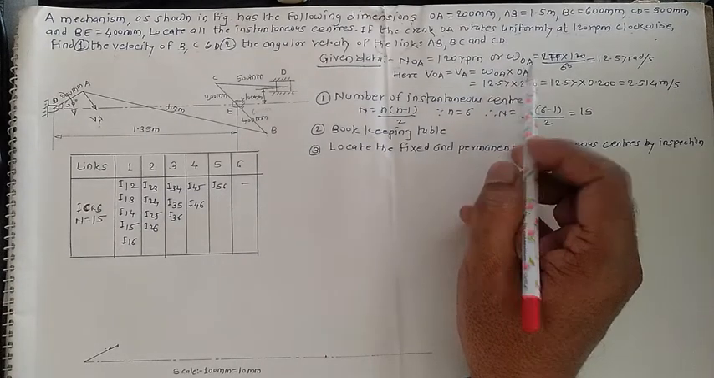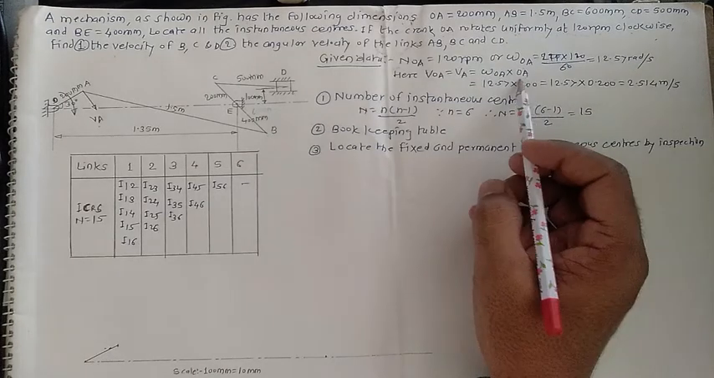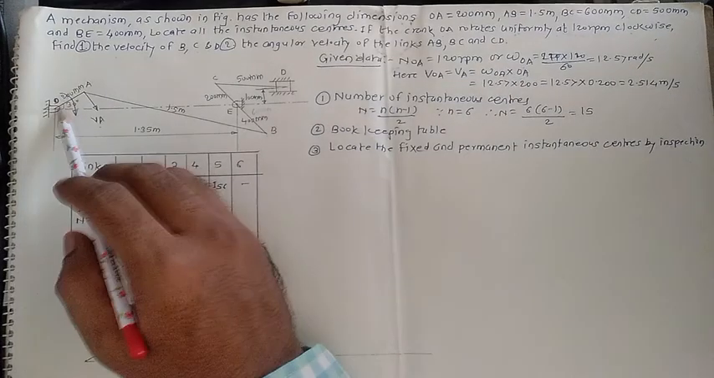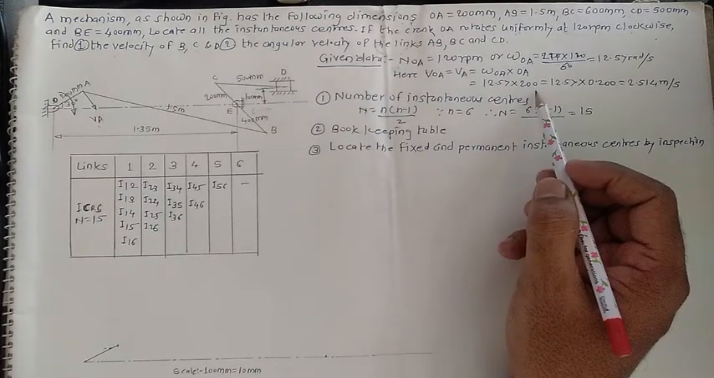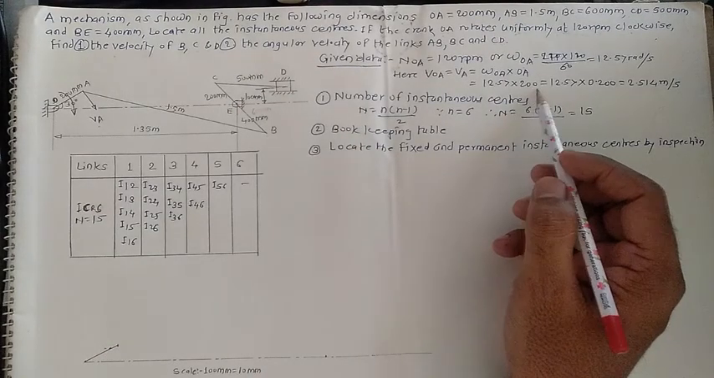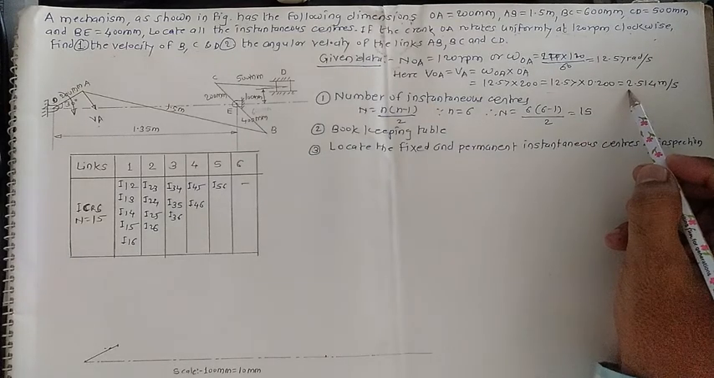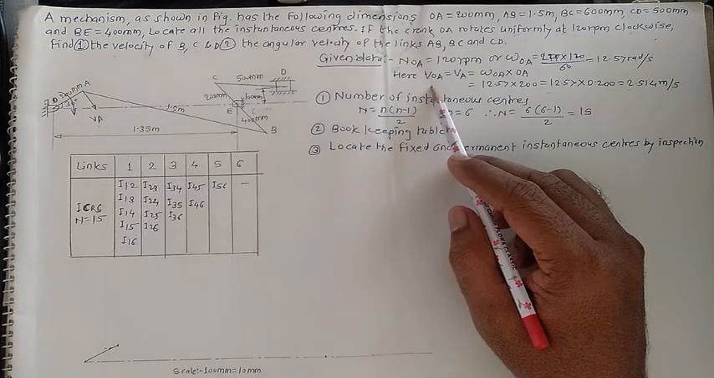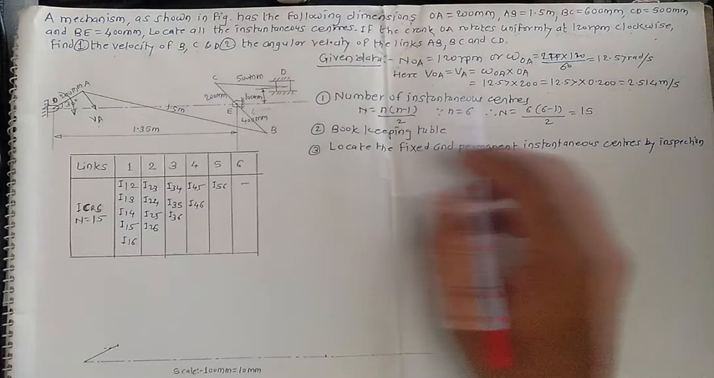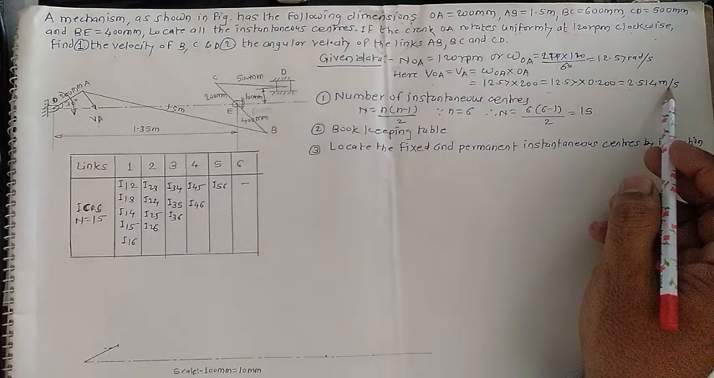V OA or VA is given by the basic relation between linear velocity and angular velocity. Omega OA is 12.57 here, and the length of OA is given as 200 mm. Convert that 200 mm into meter by multiplying by 10 to the minus 3. So we get the linear velocity of the same link at point A as 2.514 meter per second after doing the calculation.